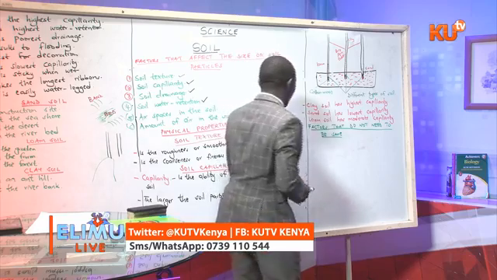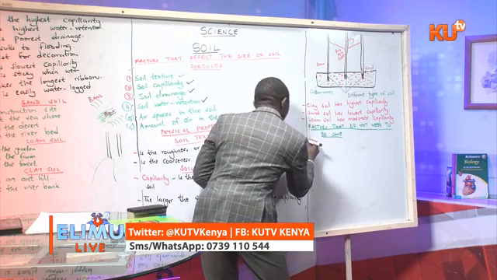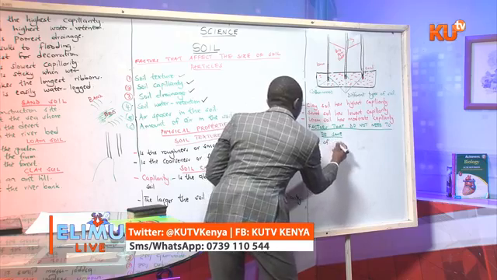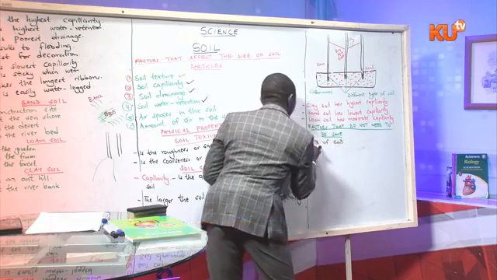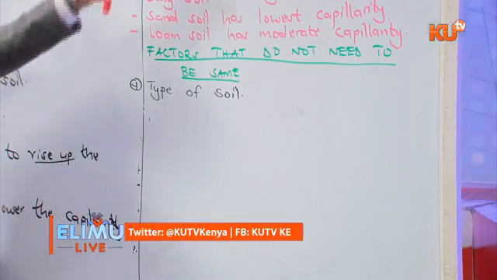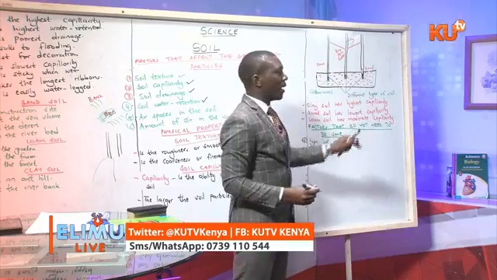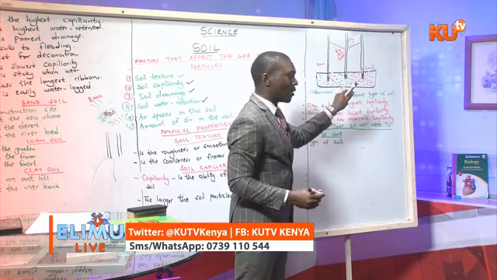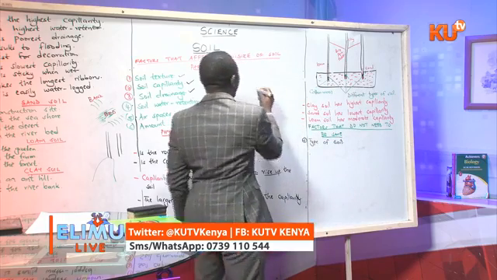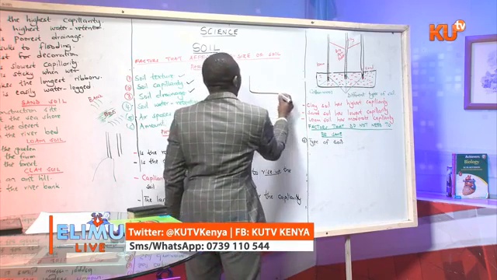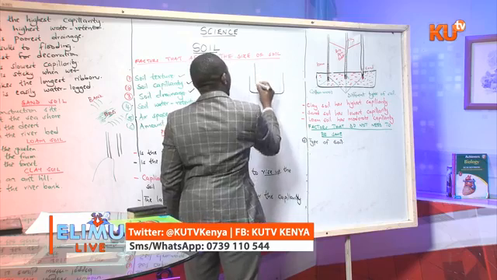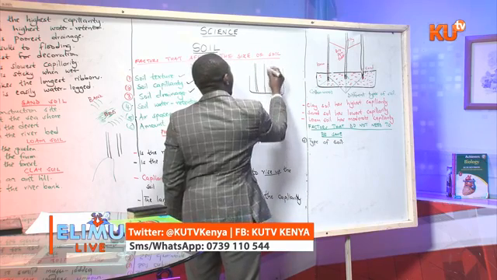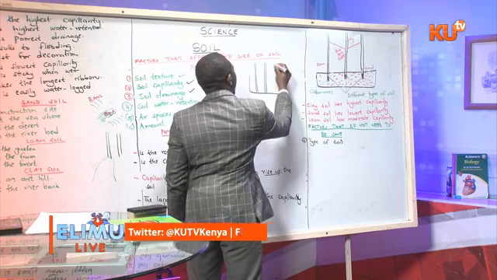One is the type of soil. The type of soil should not be the same. You are supposed to use different types of soil here: loam soil, clay soil, and sandy soil. If you use only one type of soil, the experiment will not be good. You will find the level of water in all the tubes will be on the same level.